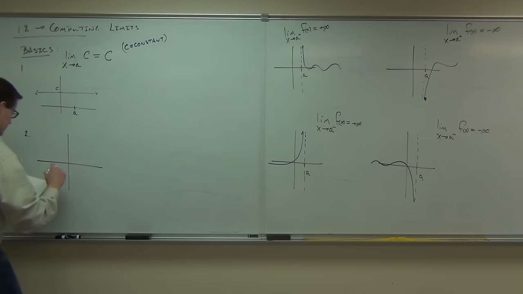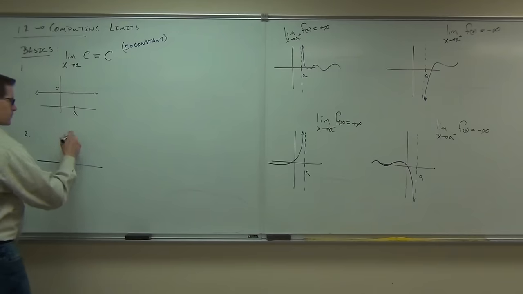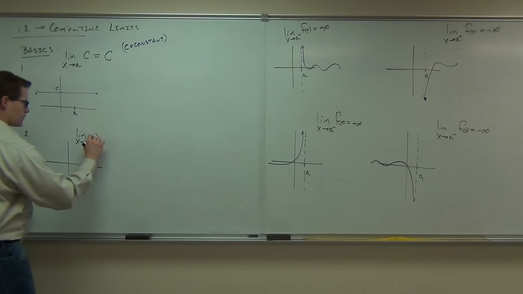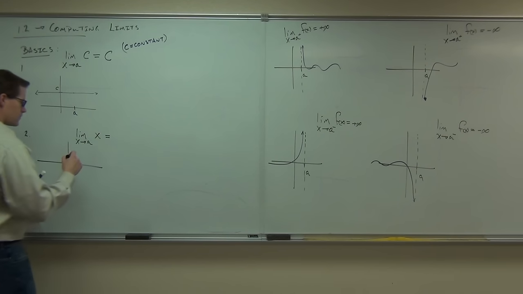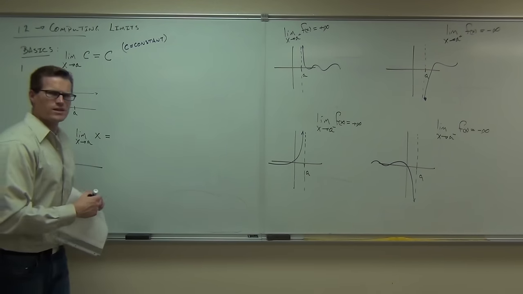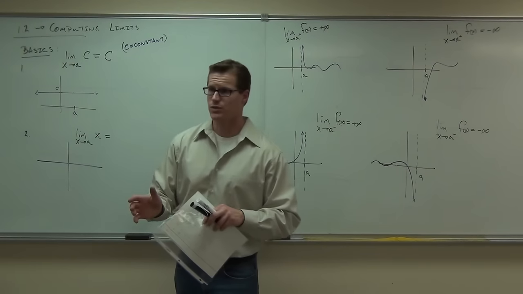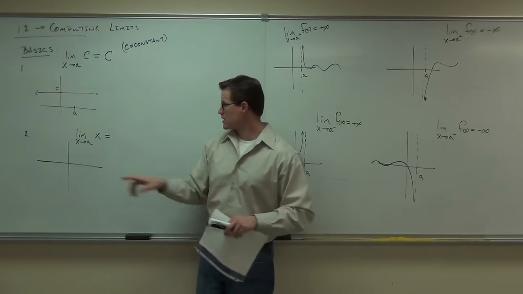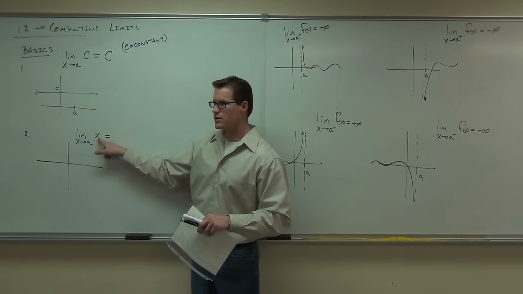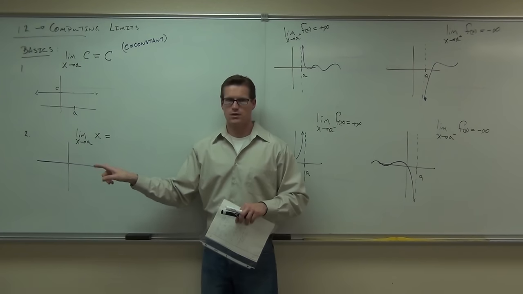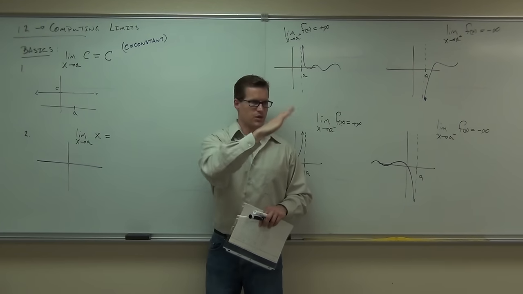Number 2. How about the limit of x as x approaches a? So what's the graph of just x, like y equals x? How's that look? Line that passes through the origin. It goes through the origin, great, because the slope would be 1 and the y-intercept would be 0. If you show me your hands, how would it look? Yeah, just like that. Not like this, but a diagonal.